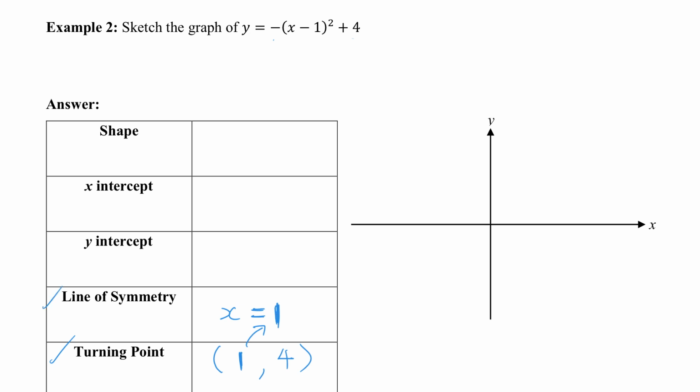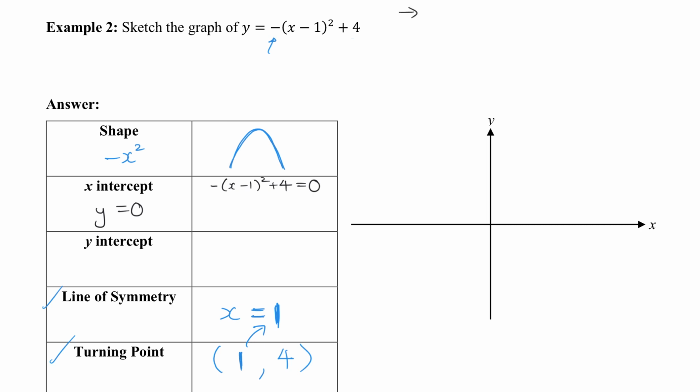Easy. Now, shape. Do you notice a negative here? So I am going to end up with a -x² coefficient, so an N shape instead. Okay, now what's the x-intercept? Let y be 0 and solve for it. So we're going to get -(x - 1)² + 4 = 0. Looks very ugly, but let's solve it.